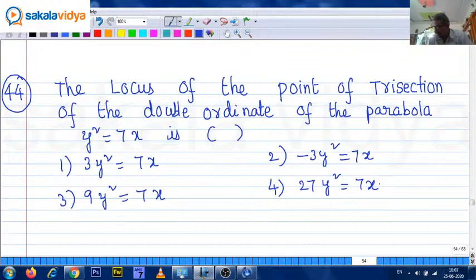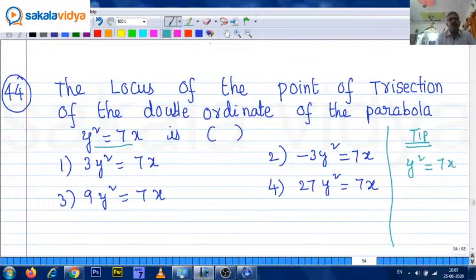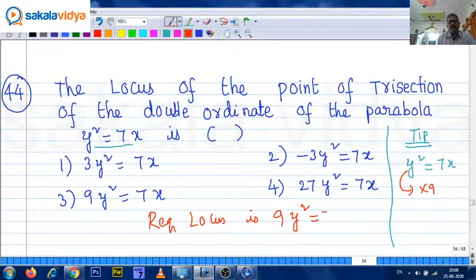This is the question. Now anybody knows the answer, right? Very simple technique. What we need to do now? Simple tip. Write down the equation of the parabola, that is y square is equal to 7x. Now multiply the y square term with 9. So therefore the required locus is 9y square equals to 7x. Obviously the third option is the right option.